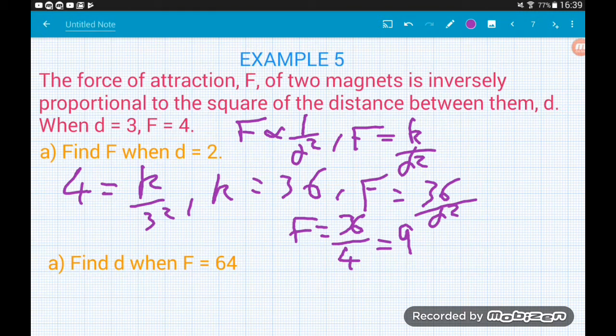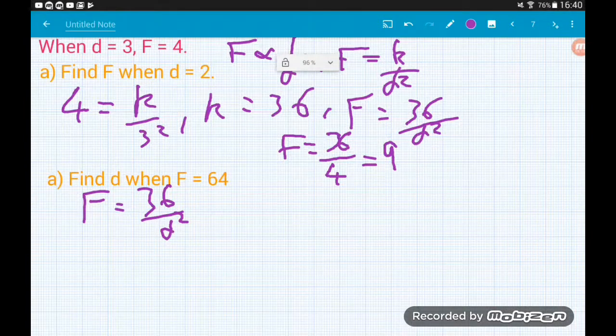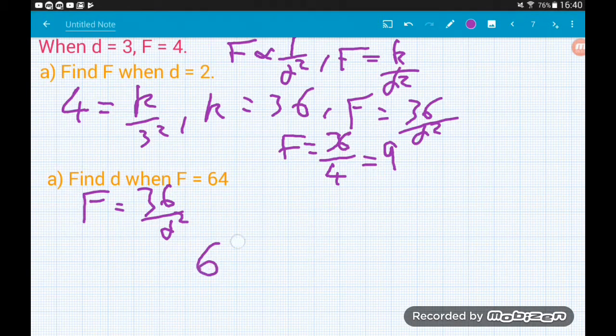And then finally, find D when F is 64. So we substitute F equals 64 into our formula. So again, remember our formula is F equals 36 divided by D squared. So now we know that F is equal to 64. So we've got 64 is equal to 36 over D squared.